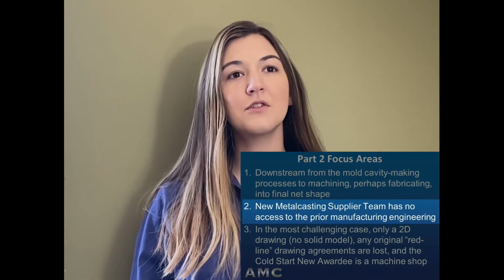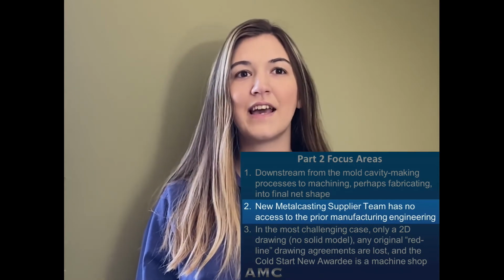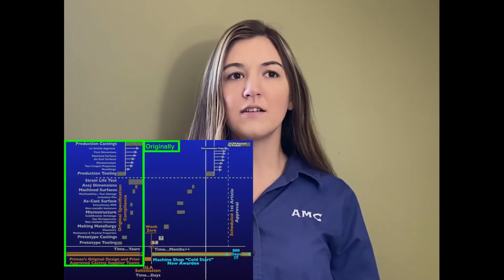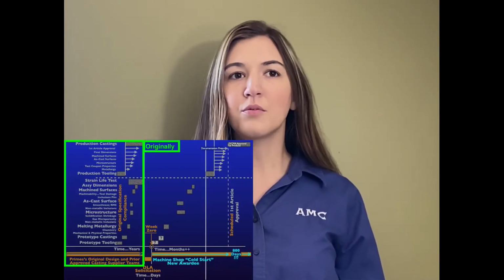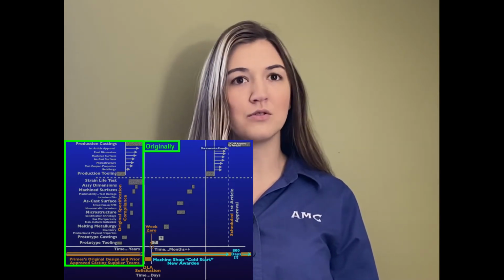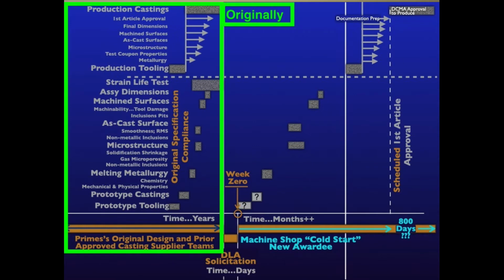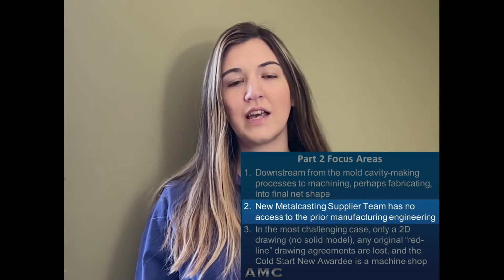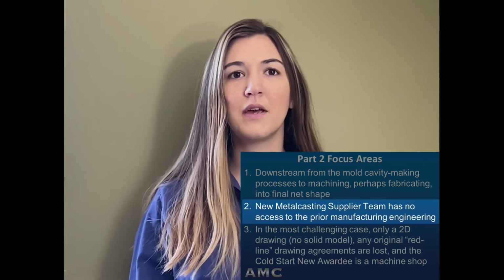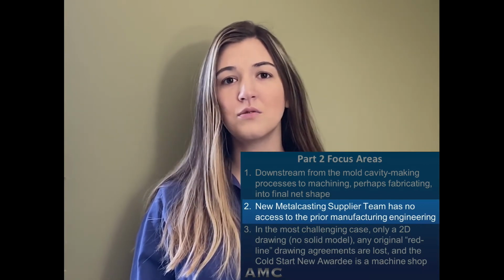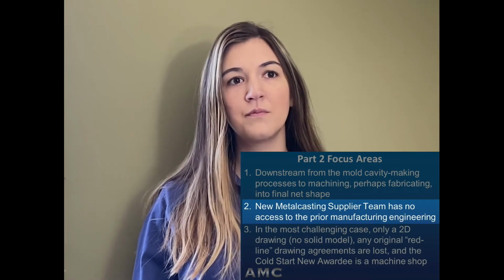Second, in the case of a new supplier launching an existing casting design, it is rarely recognized that all of the prior manufacturing engineering that resulted in an approved production is now lost. The tooling may exist, but the manufacturing engineering of that tooling into the prior metal casting supplier's team's processes is lost. The new supplier may choose to produce the casting in a different mold cavity making process, so existing tooling may not even be applicable.